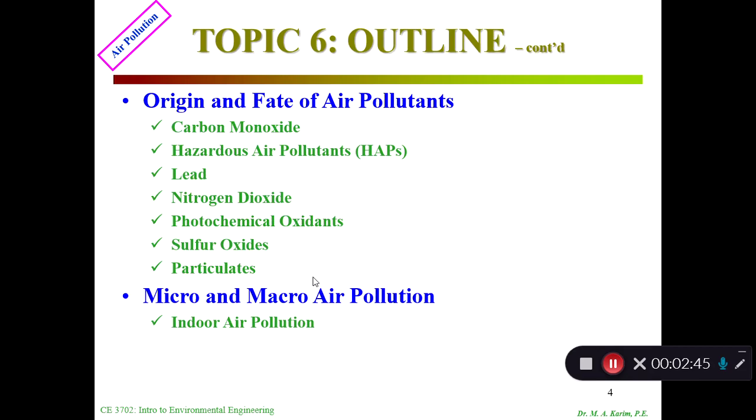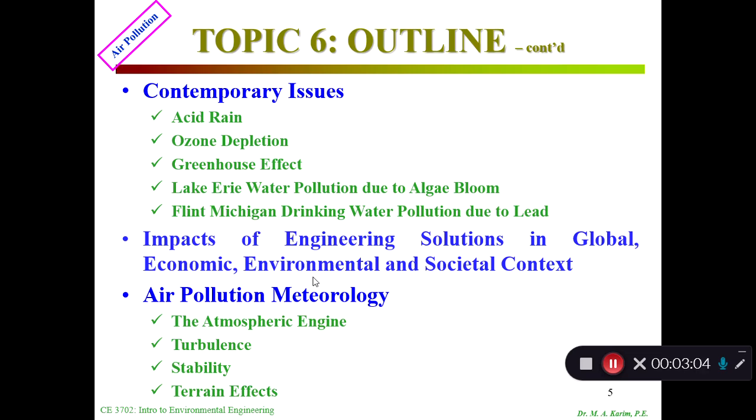Then we'll discuss the origin and fate of air pollutants: carbon monoxide, HAPs, lead, nitrogen dioxide, photochemical oxidants, sulfur oxides, and particulate matter. Then we'll see a little bit of micro and macro air pollution and indoor air pollution. Then we'll see contemporary issues. The contemporary issues include acid rain, ozone depletion, greenhouse effect, Lake Erie water pollution due to algae bloom, and Flint, Michigan drinking water pollution due to lead. Then we'll see impacts of engineering solutions in a global, economic, environmental, and social context.